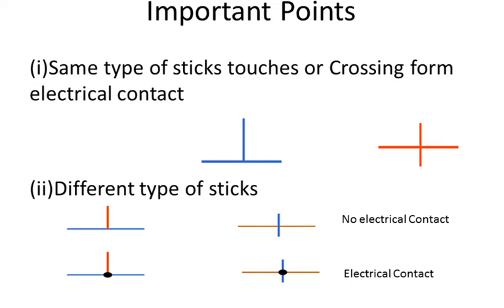To establish electrical contact, we need to insert a contact cut between the two layers. This black solid circle indicates the contact cut to provide electrical contact between different kinds of materials.